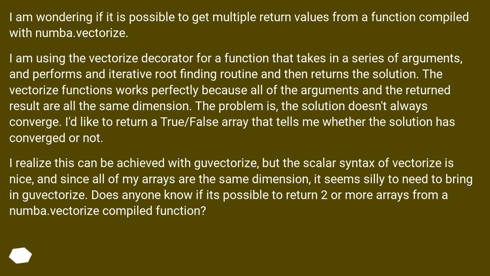I realize this can be achieved with guvectorize, but the scalar syntax of vectorize is nice, and since all of my arrays are the same dimension, it seems silly to need to bring in guvectorize. Does anyone know if it's possible to return 2 or more arrays from a numba.vectorize compiled function?